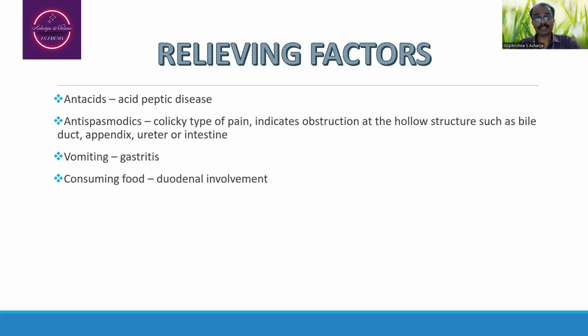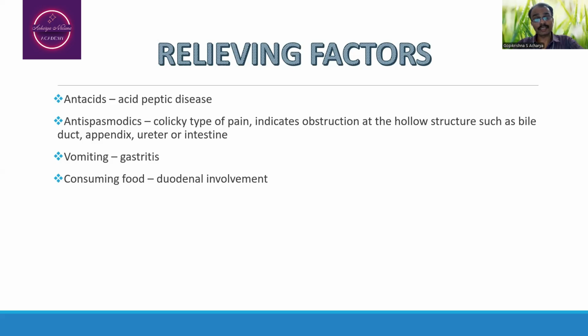As far as relieving factors are concerned, suppose the person gets relief of the pain by taking antacids, that may indicate acid peptic disease or hyperacidity syndrome, or otherwise we may say amla pitta. Suppose the person gets relief from the pain by taking antispasmodics, then that may indicate a probable obstruction in a hollow structure, such as the bile duct, ureter, appendix or intestine.